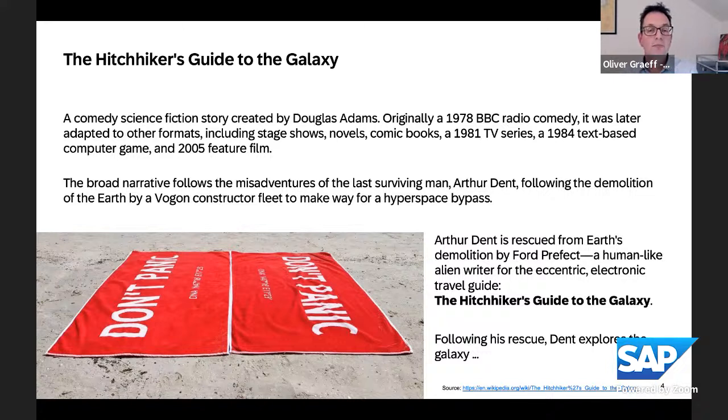So Arthur Dent is being rescued in the last minute by Ford Prefect. Ford Prefect is a human-like alien, and he's actually the writer of an electronic travel guide, which is called the Hitchhiker's Guide to the Galaxy. And then it starts, and Arthur Dent and Ford Prefect are exploring the galaxy. And this is a very interesting and very funny story, and I can recommend that.